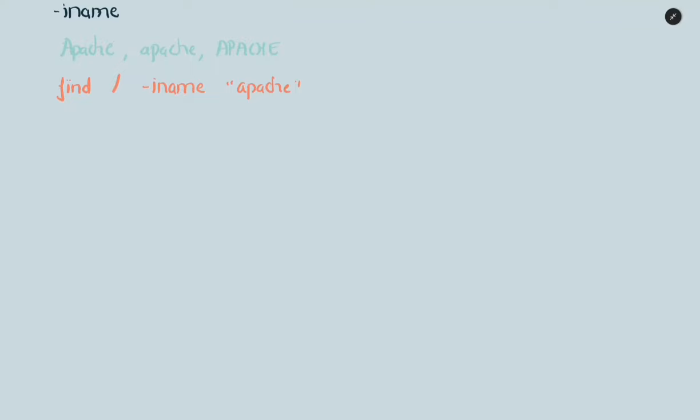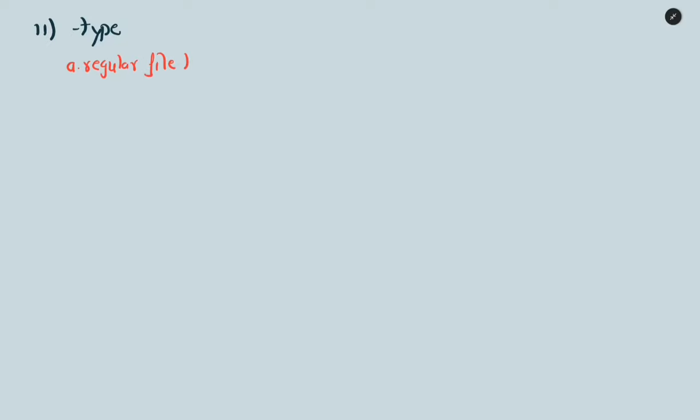Now we will study the type option. The type option in the find command is used to specify the type of file or directory you want to search for. When you use type, you are telling find to look only for a specific type of file instead of finding everything. So first we will study regular file types.